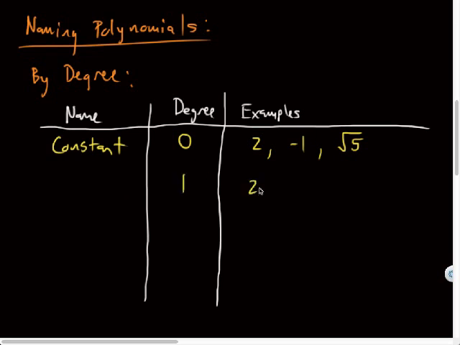So how about a first degree polynomial? That would be something like 2x, or like negative 3x plus 8. So there's two examples of first degree, right? First degree because the highest degree present is 1. Does anyone know what these ones are called?